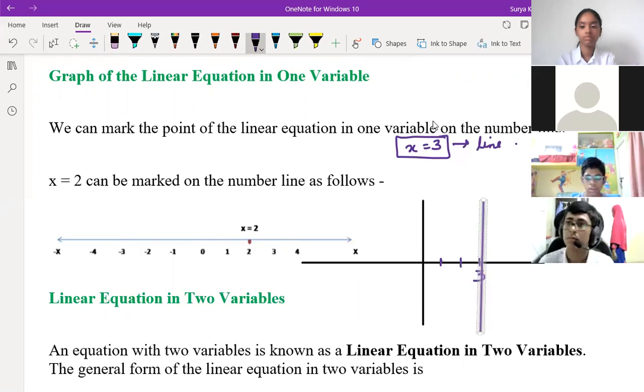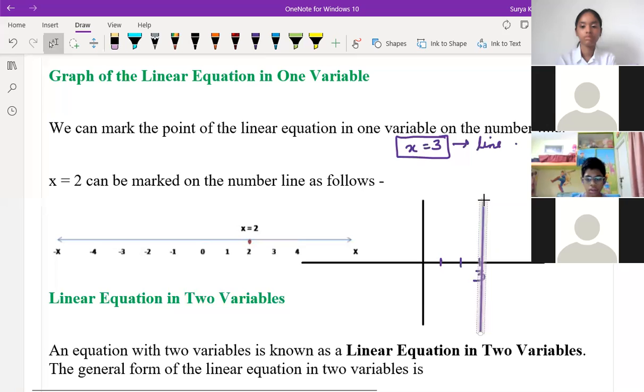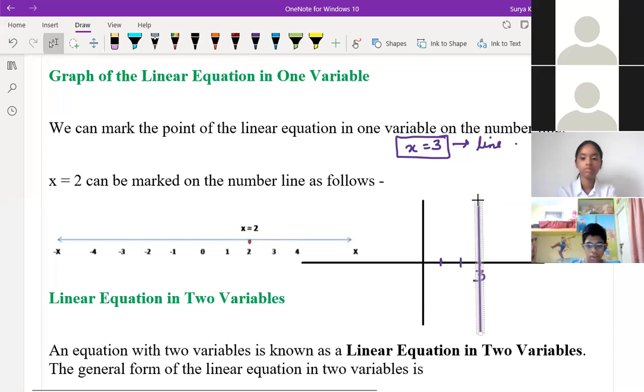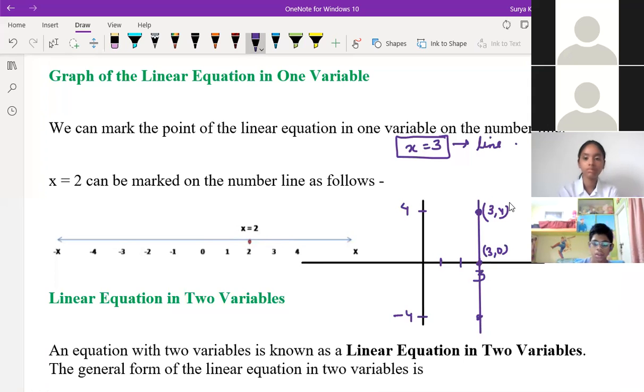So if you see any point on this line, you will get x is equal to 3 only. Suppose I'm just talking about this point. Okay. So here you get, suppose, 4 on y-axis. So what is the coordinate of this point? 3, 4, right? Suppose what is the coordinate here? This is what you should tell, 3, 0. What is the coordinate at this point? Suppose this point is -4. The coordinate is 3, -4. So this line is the graph of x is equal to 3.